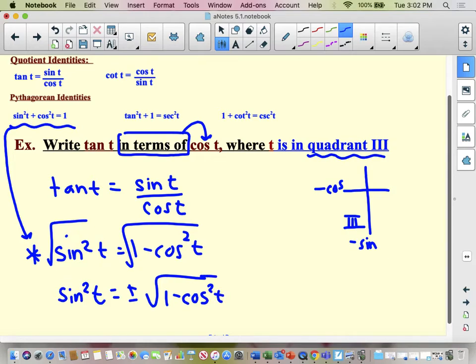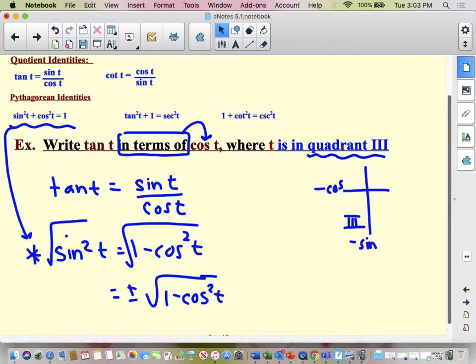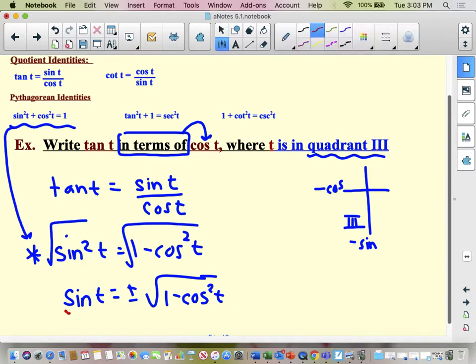So here is where the quadrant is important. It doesn't matter where the tangent is in quadrant 3. It doesn't matter where cosine is in quadrant 3. It matters where sine is. Oops, I didn't need to square it here, sorry. It matters what the sign of sine is in quadrant 3, because that's what I just solved for when I plus or minused. So this right here is what I'm going to base my decision on when I pick my plus or minus. In quadrant 3, sine is negative, so I want the negative answer of my plus or minus.